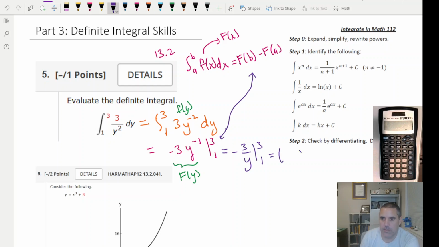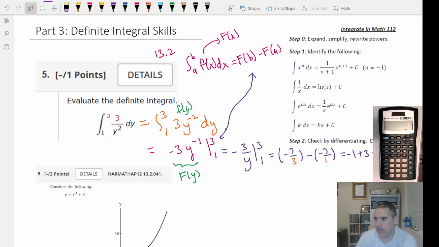So now you have two things to do. You plug in the 3 everywhere, 3 over 3. And you plug in the 1 everywhere over 1. And then we get what pops out. So this is going to be -1 plus 3, because it's negative, equals 2.